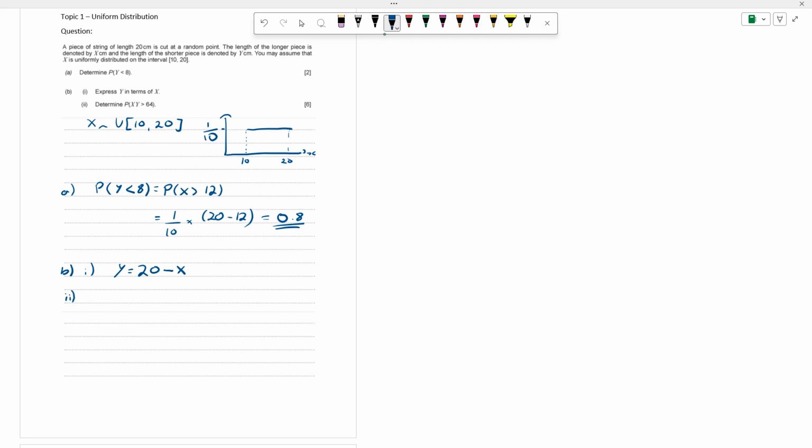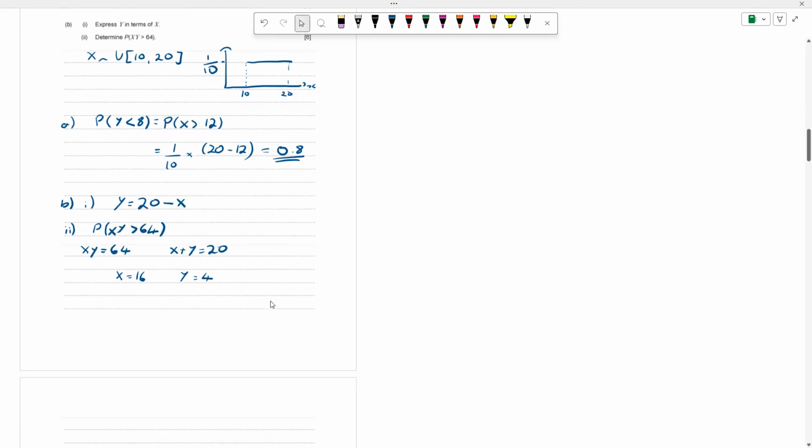Now, this part 2, there's 2 ways of going about it. I'll show you the way that I think is easier. I want XY being greater than 64. Now I've got something above to help me. So I need to think of 2 numbers. If I times them together, it equals 64, and if I add them together, it gives me 20 because my total length should be 20. Doing this should give you the 2 values of 16 and 4. So X is my longer side, so it has to be 16, and Y being 4 is my shorter side.